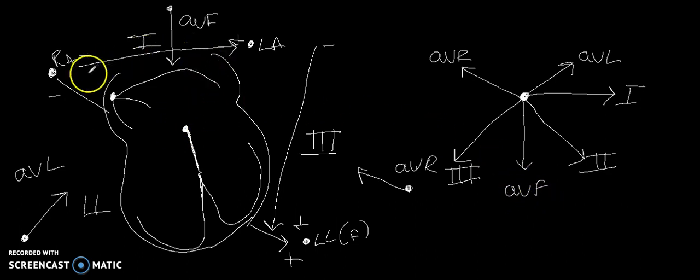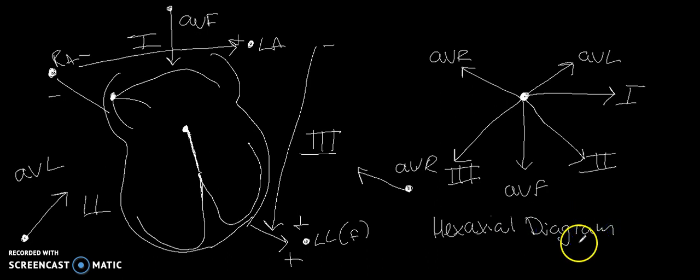Okay, so all we've done is we've just picked up these leads, and we've just drawn them in a different way. And this is called the hexaxial diagram. You might also see it written as the Cabrera diagram. Okay? And that's all we've done, because they're simply vectors. We were able to pick them up and move them around and replace them to make it easier to read.